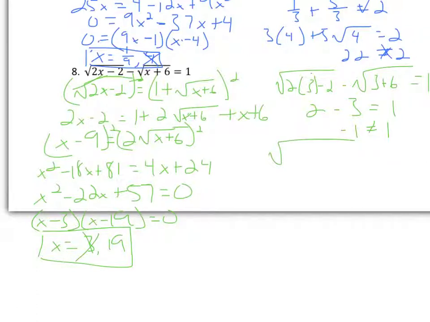Well, we'll try 19 to make sure that one works. 2 times 19 minus 2, plus 19 plus 6 equals 1. Oh, not plus, it's supposed to be minus. Good. Okay, so 2 times 19 is 38, minus 2 is 36, root 36 is 6, minus root 25 is 5, equals 1. That does work, so 19 is our one answer. That's all.